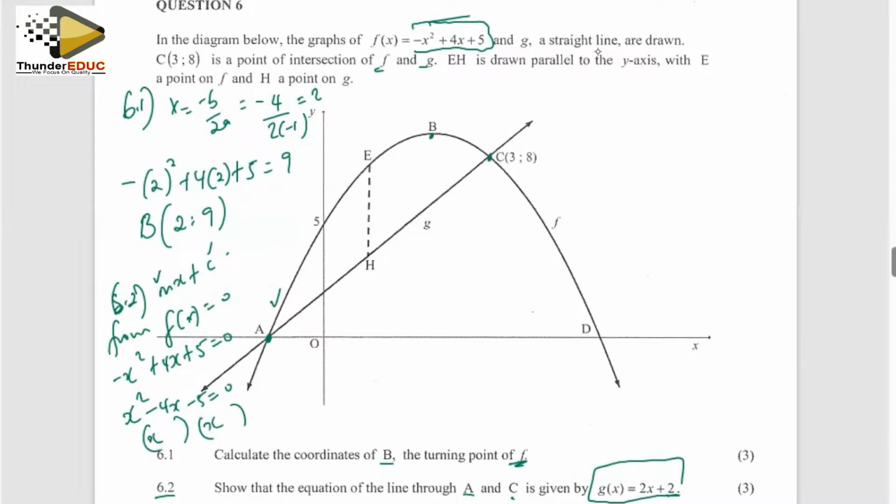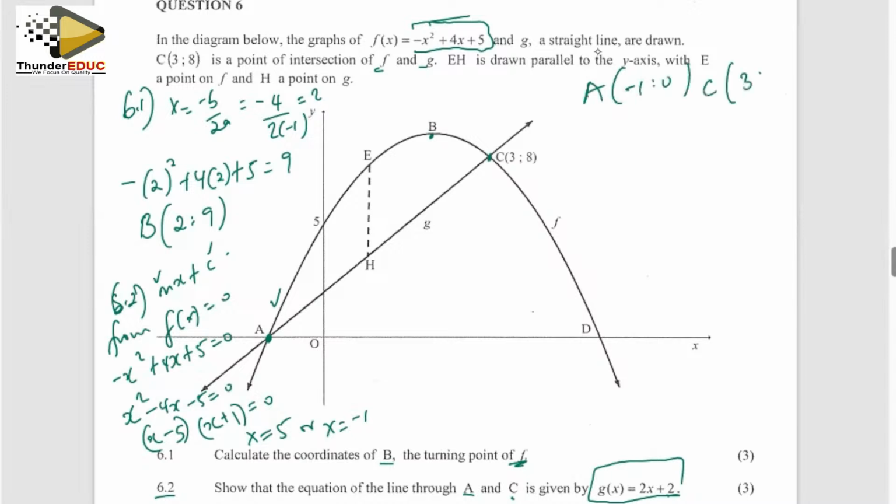That is x and x. We can use 5 and 1. This can be negative, this can be positive. So solving this, x is 5 or x is -1. So A is on the negative side of the graph, which means the coordinates of A are (-1, 0).